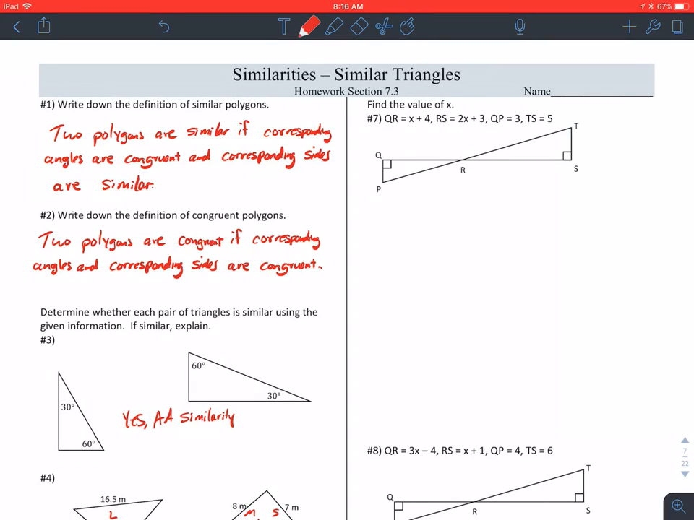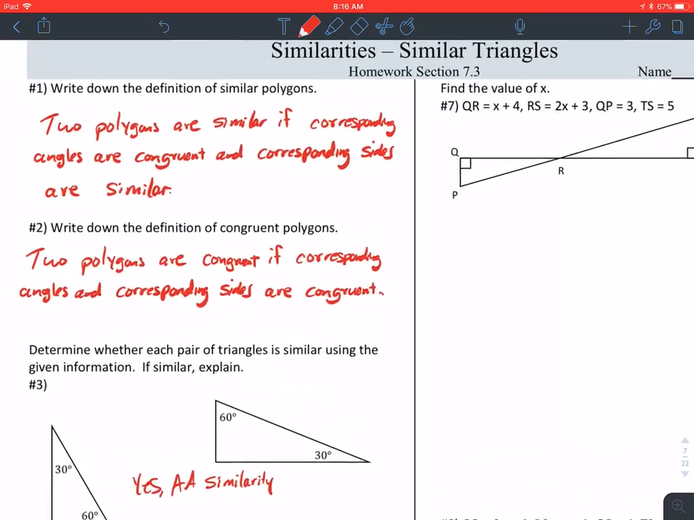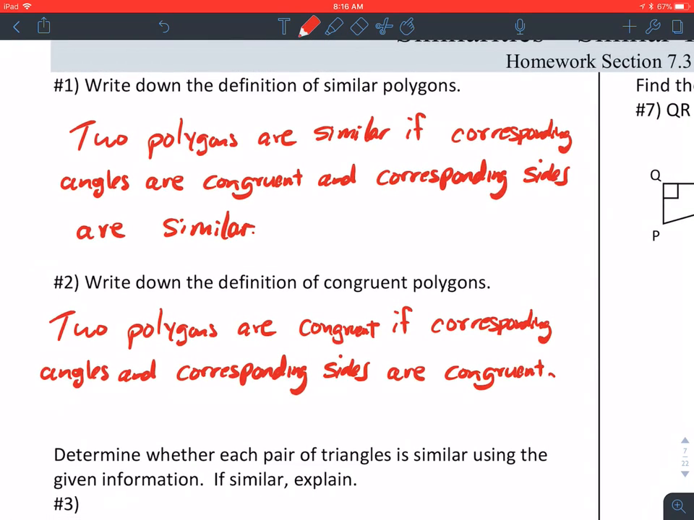7.3 homework, similar triangles. Let's go over some of these. I got some of these already written out. Write down the definition of similar polygons. Use your notes if you don't have that in your brain. Two polygons are similar if their corresponding angles are congruent and corresponding sides are similar. Actually, if and only if.